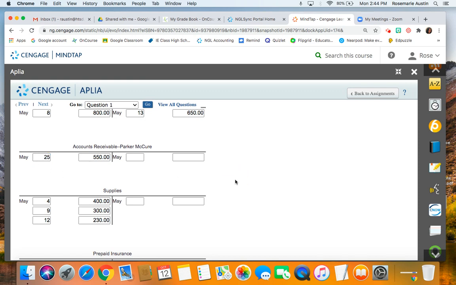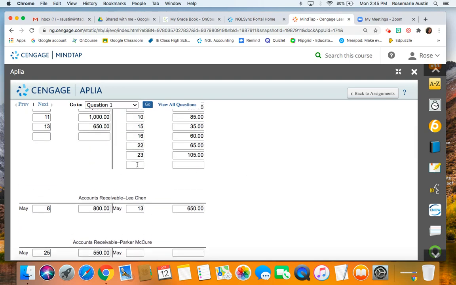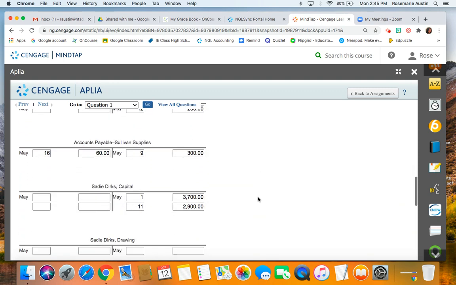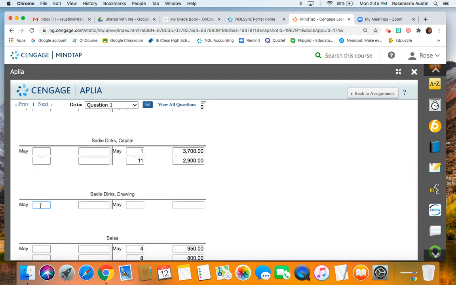May 26th, paid cash to the owner for personal use. That's going to be the owner's drawing account, $500. Paid cash, that means cash is going down with a credit entry. So there's that, and that's the 26th. And how much cash? $500. Okay, and that means we have to now debit the drawing account. So we have to look for the owner's drawing account, which is right here. And we're going to debit that on the 26th with $500.